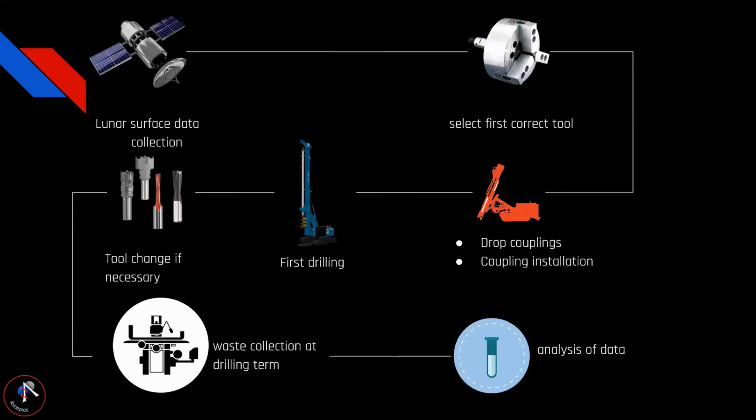After scanning with the radar method and probing the promising area, the rover will select the first drilling tool. Proceed with deploying the couplings to avoid movements and vibrations. Then start drilling the surface. If needed, you can make a tool change, then collect the debris into storage and finish drilling.